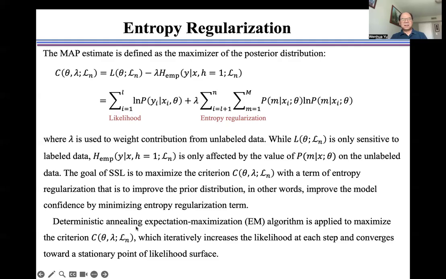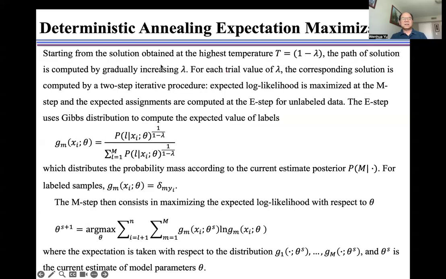The deterministic annealing expectation maximization algorithm is applied to maximize the criterion C, which iteratively increases the likelihood at each step and converges toward a stationary point of the likelihood surface. Starting from the solution obtained at the highest temperature T, the path of the solution is computed by gradually increasing lambda. For each trial value of lambda, the corresponding solution is computed by a two-step iterative procedure.